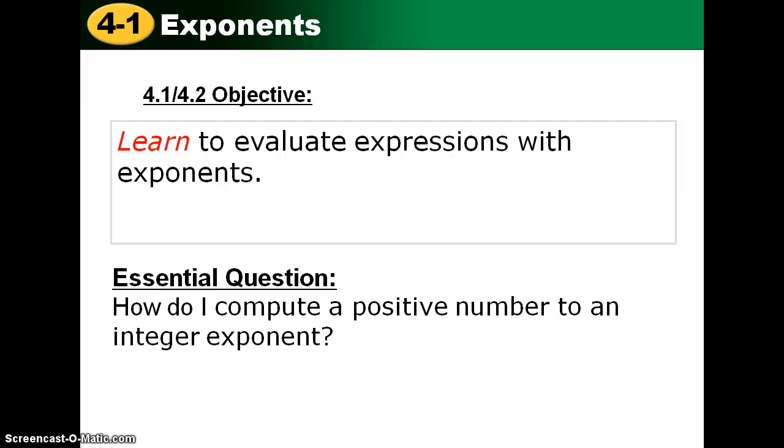Welcome to Chapter 4. We're going to combine Lessons 1 and 2. Our objective: learn to evaluate expressions with exponents. And our essential question: how do I compute a positive number to an integer exponent?